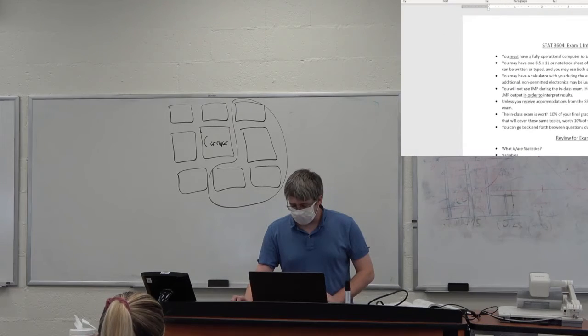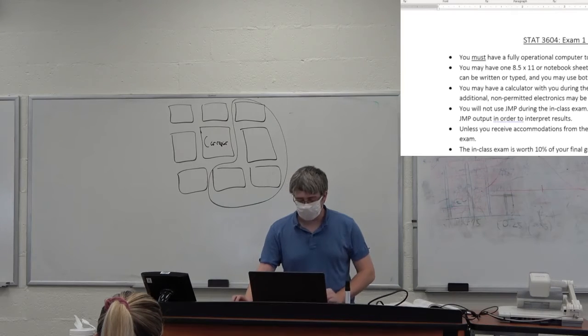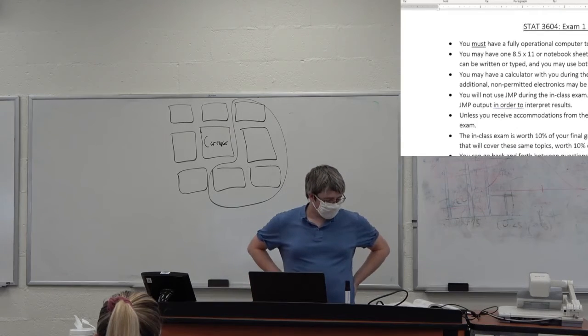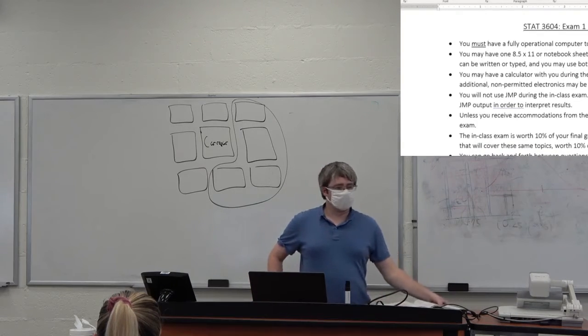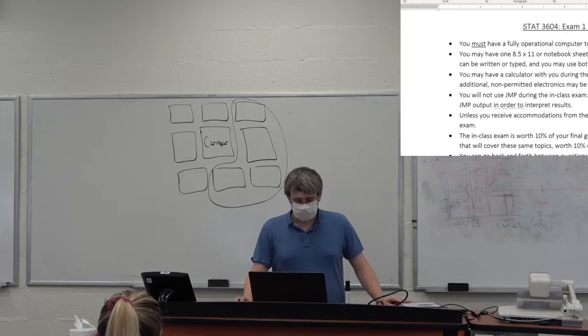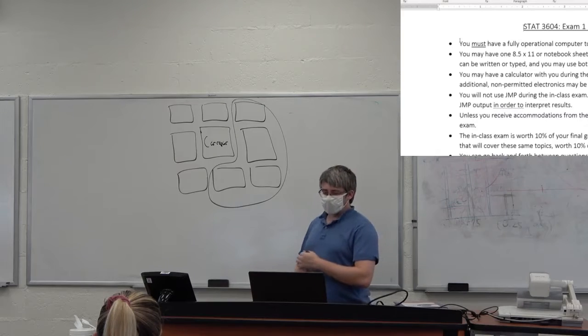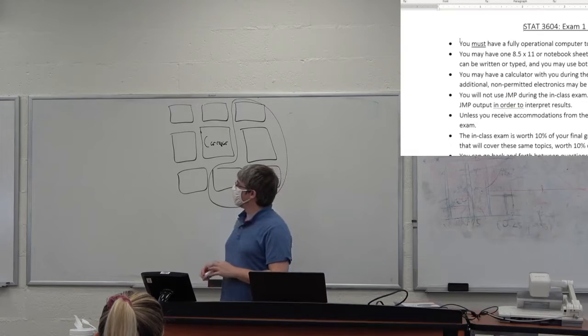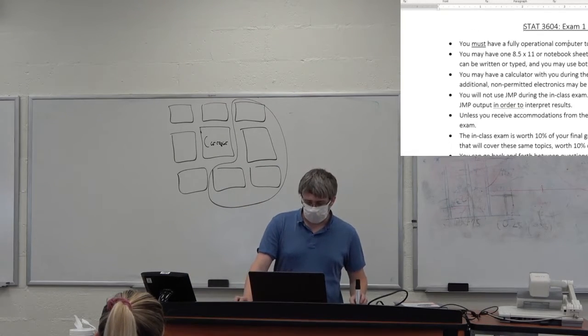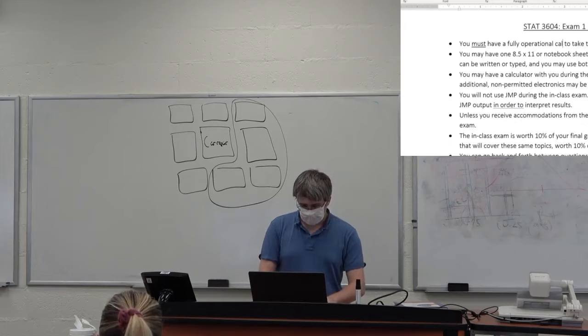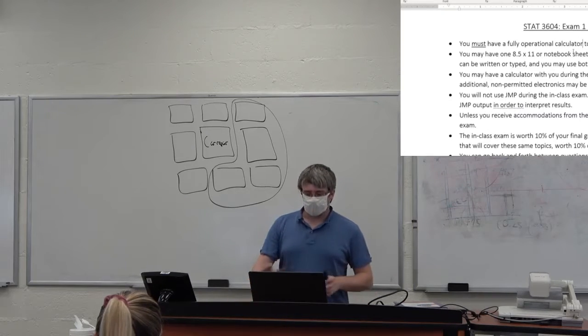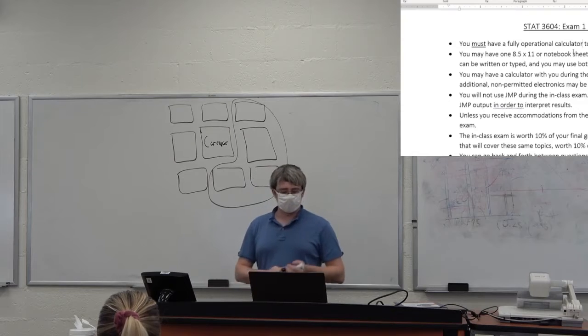So you can see this in Canvas. It should just be in the general folder and it's labeled review for exam 1. And so first off, you should have a fully operational calculator. This should be calculator instead of computer. It said that. You need to have a fully operational calculator to take the exam.